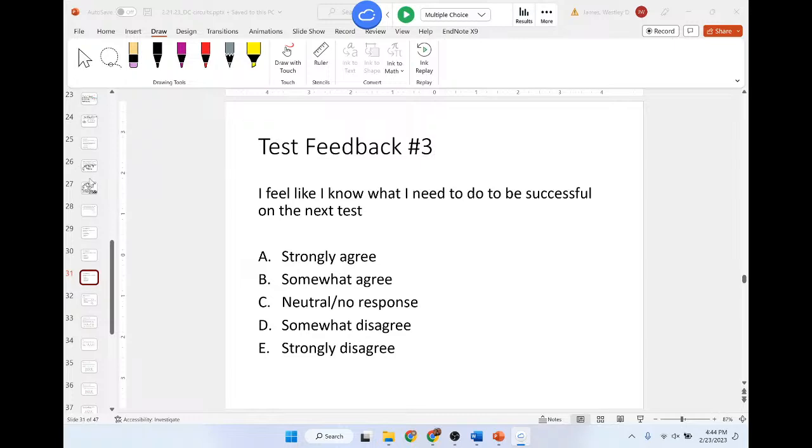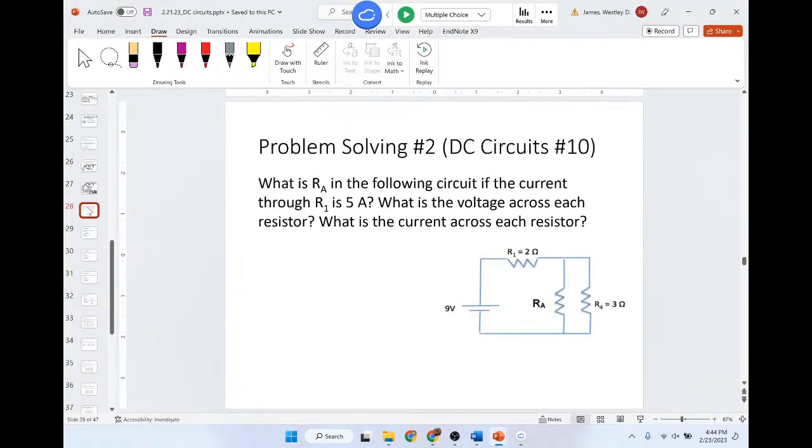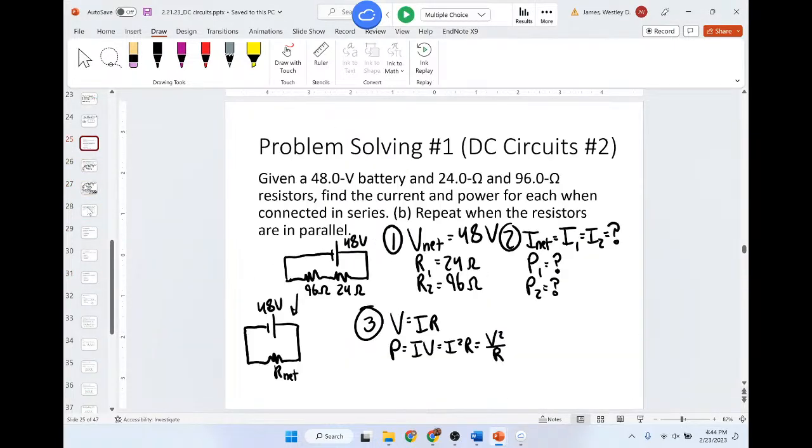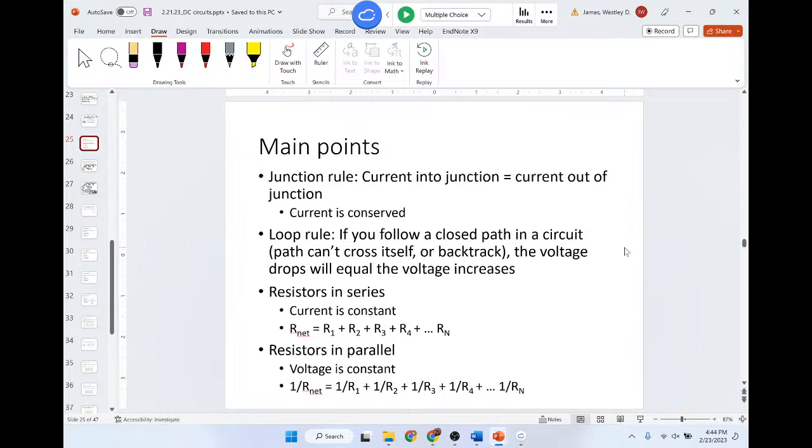Last class we talked about series and parallel resistors. Let me jump to that. There we go, the main points. We talked about current and voltage and how they behave in a circuit. There are a few key points. One of them was that current changes at a junction.